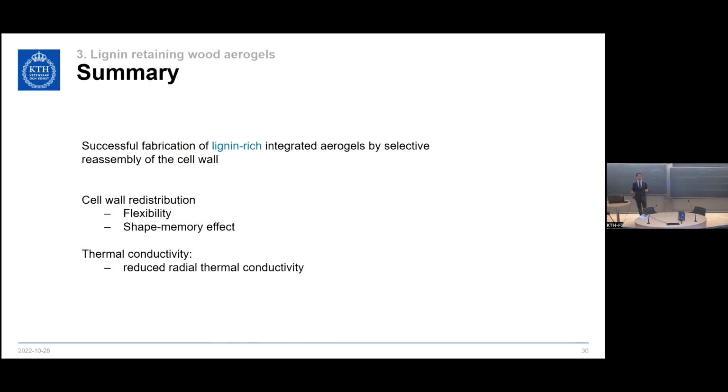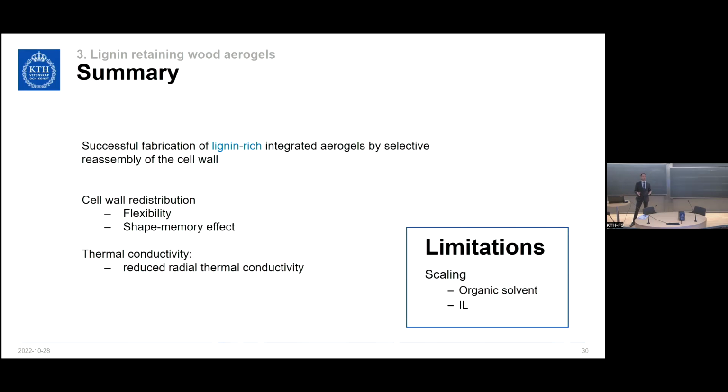So in summary of this part is that we successfully fabricated lignin-rich integrated wood aerogel by selectively reassembling the cell wall, in which we could obtain high flexibility in the wet state, which also led to a shape memory effect as the wood could return to its original shape when we resubmitted it to water. We could also obtain lower thermal conductivity, both in the delignified wood aerogel, but also in the lignin-retaining wood aerogel.